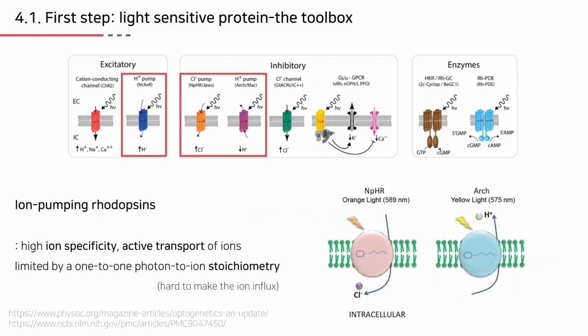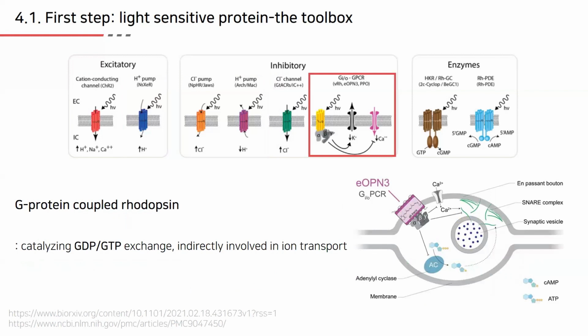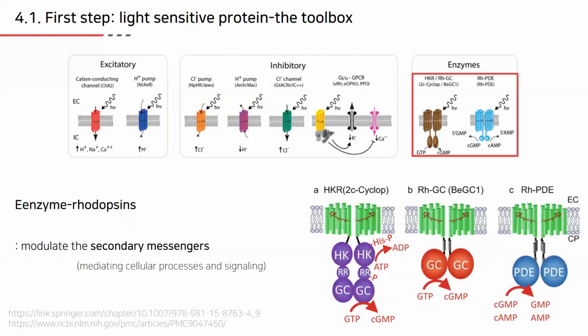Ion-pumping rhodopsins have the advantage of high ion specificity and active transport of ions against the electrochemical gradient. Unfortunately, pumps are limited by a 1-to-1 proton-to-ion stoichiometry. G-protein coupled rhodopsin is not directly involved in ion transport, but can mediate various signals by catalyzing GDP-GTP exchange through the engagement of heterotrimeric G-proteins. Enzyme rhodopsins can modulate the secondary messengers that mediate cellular processes and signaling pathways.